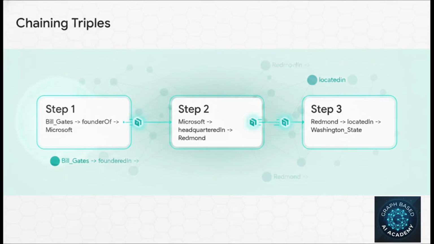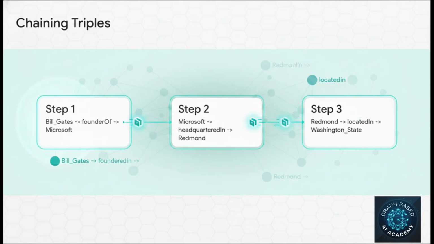Let's actually move to how this builds in practice. Step one, we take our triple, Bill Gates, founder of Microsoft. Step two, we introduce a second, separate fact, Microsoft, headquartered in Redmond. And then step three, a third fact, Redmond, located in Washington State. By chaining these triples together, isolated little facts suddenly transform into a continuous navigable graph.